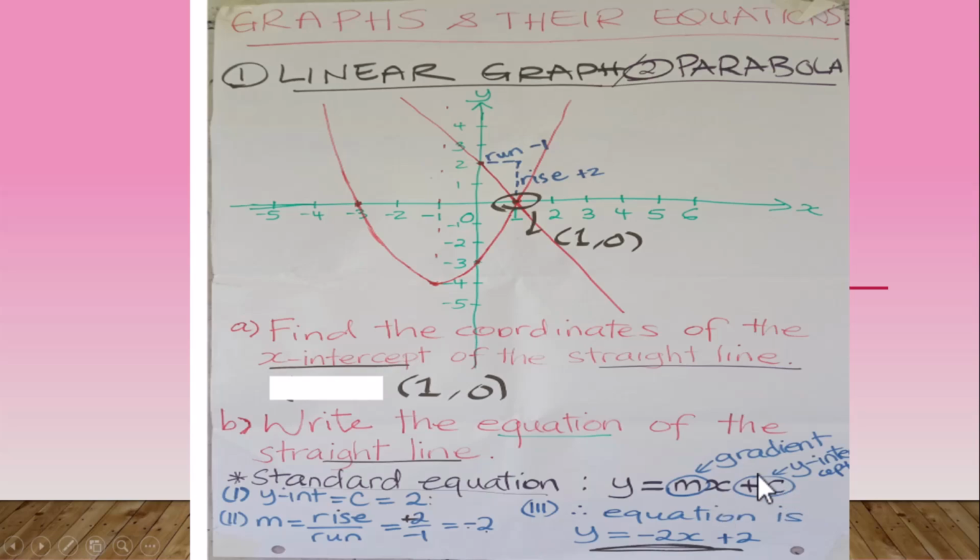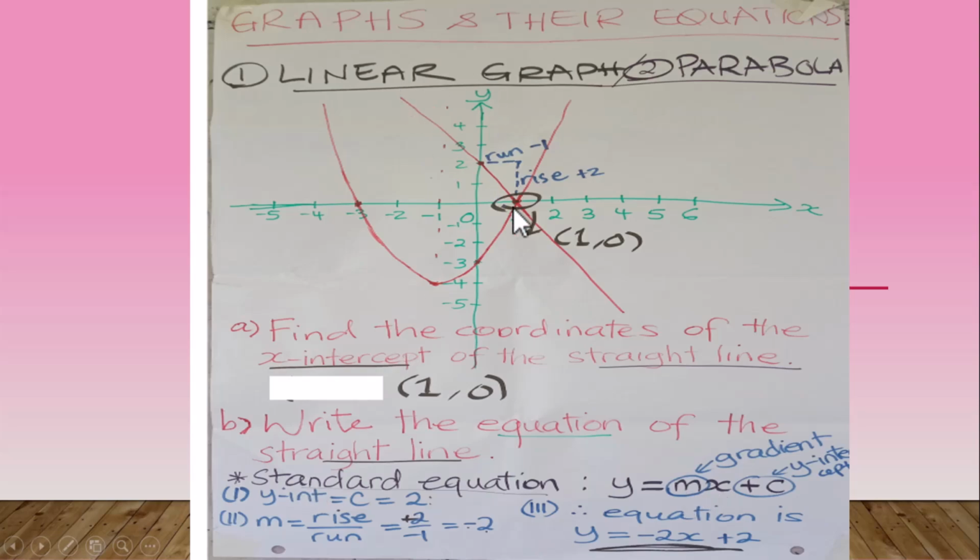So let's start with the y-intercept, which is the easiest to find since we can only get it from the graph. So the y-intercept is the c value. Again, it's specifically the y coordinate of the y-intercept. So as you can see from the graph, it is +2. Okay, next thing is the gradient, the m.